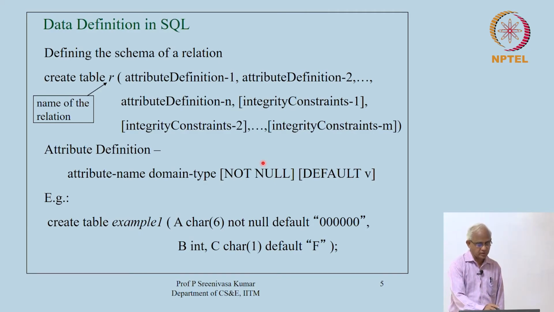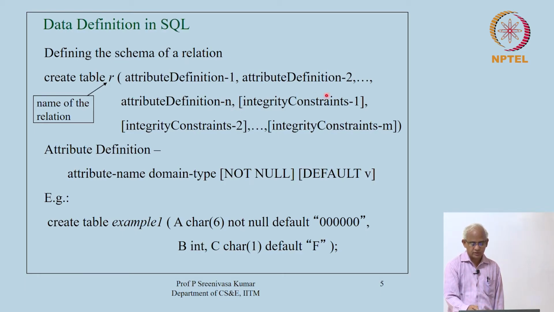So far we have been saying there is a relation schema. So how do we actually create a table? So here is the SQL command to do that. So here is the create table command, and then you give the name of the relation, and then within braces you give various attribute definitions. So attribute definition, some n number of attribute definitions, followed by this.